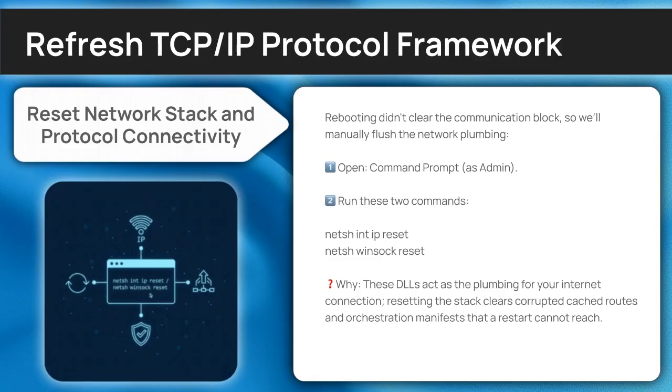Rebooting didn't clear the communication block, so we'll manually flush the network plumbing. Open command prompt as admin, then run these two commands. First type netsh int ip reset, then hit enter. Second, type netsh winsock reset, then hit enter again.